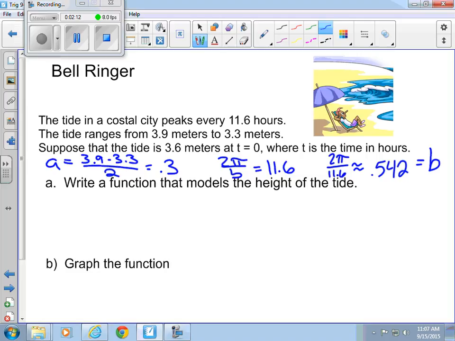Is there a vertical shift? First of all, how would we find the vertical shift? And how would you find that? Okay, it says because the tide is 3.6 meters at t equals 0. Maybe that's telling you it. Maybe. How do I really know for sure though that that's it? The average of the 3.9 and the 3.3, 3.6, is right in the middle.